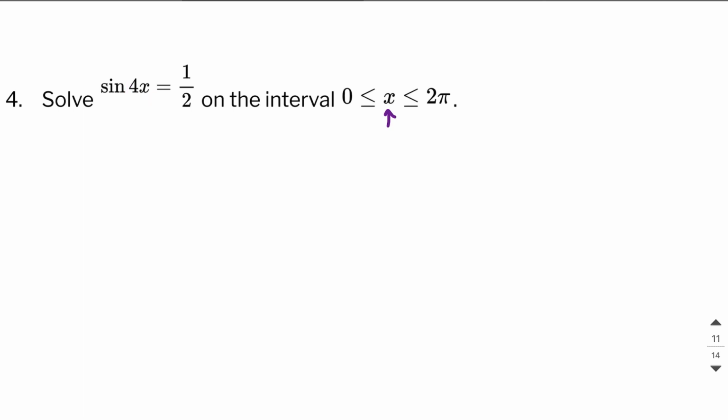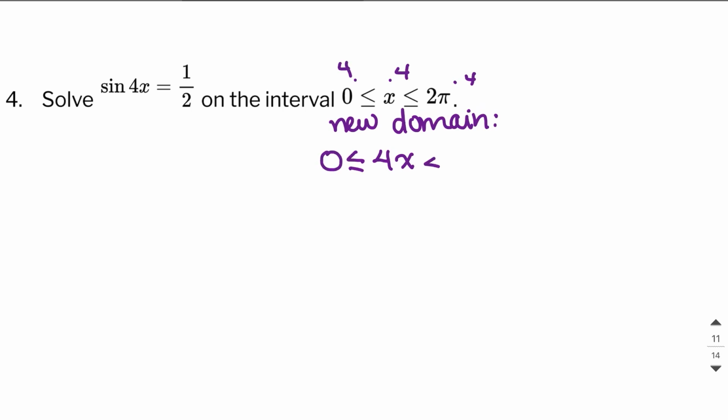So what I need to do is I need to make a new domain restriction. And I need to figure out what's going to happen if I have 4x. So since this was multiplied by 4, I multiply every single other piece by 4. So that means that 4x lives between 0 and 8 pi. So the next thing I'm going to do is I'm going to let u equal 4x.